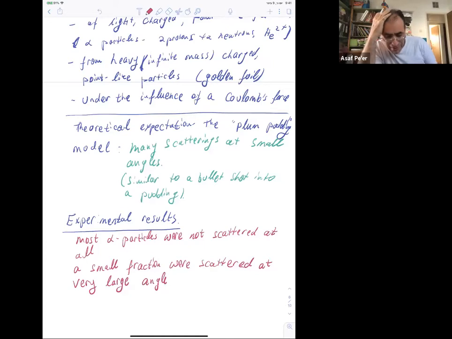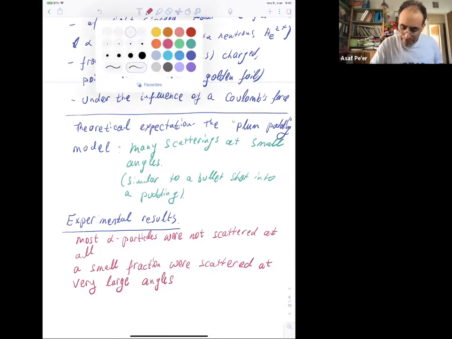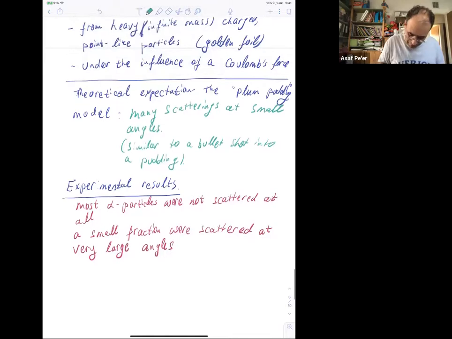Again, I wrote down this is an elastic scattering. So a small fraction was scattered at very large angles. This is exactly what you'd expect as if they were elastically scattered from something small and heavy. This is the kernel. This is the expectation.